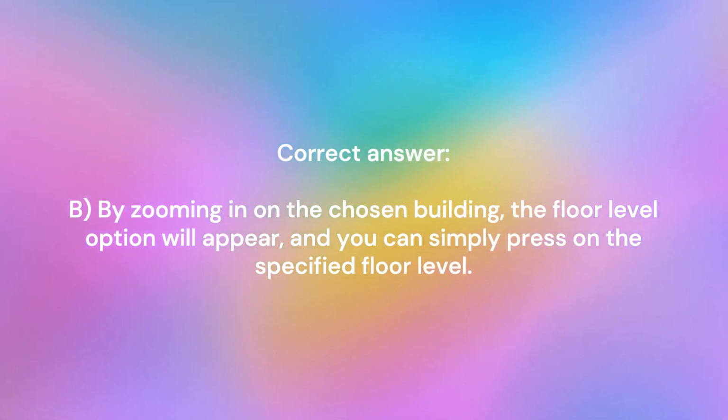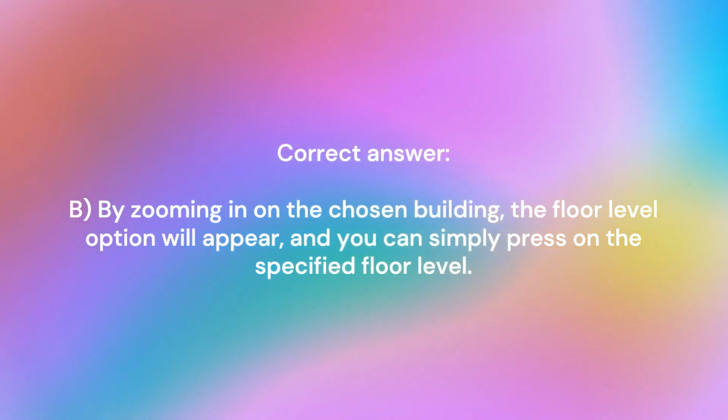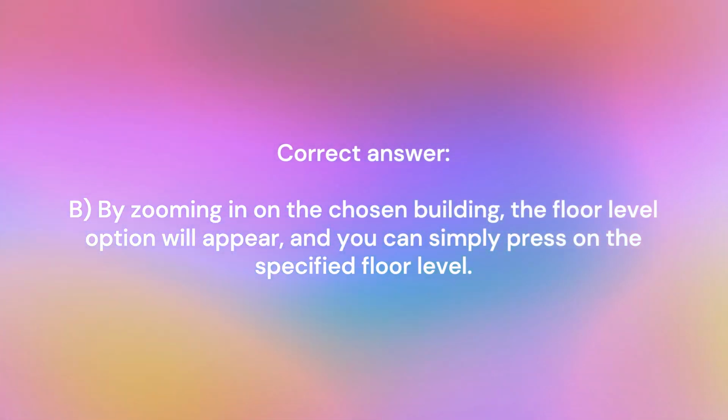If you chose option B, you would be correct. The floor level option appears when you've zoomed in far enough on a building.